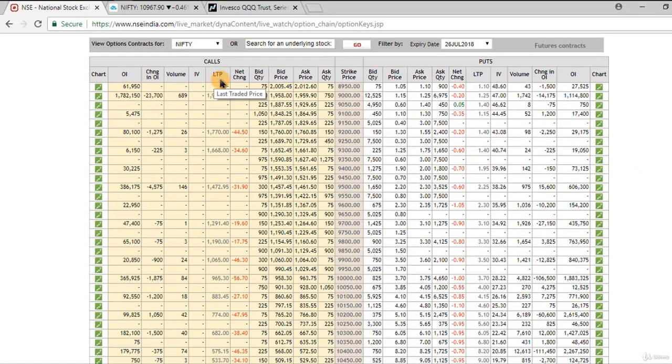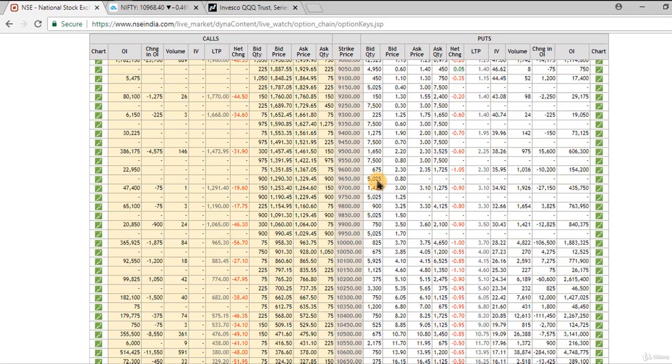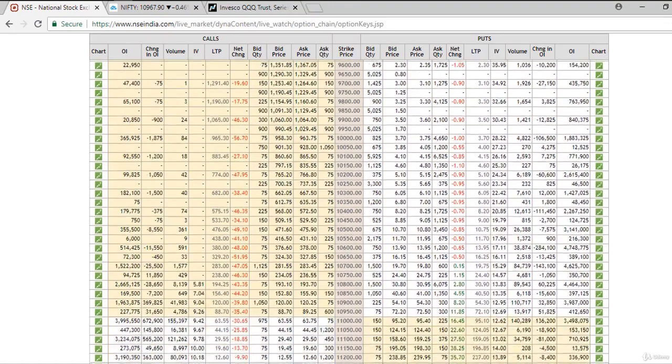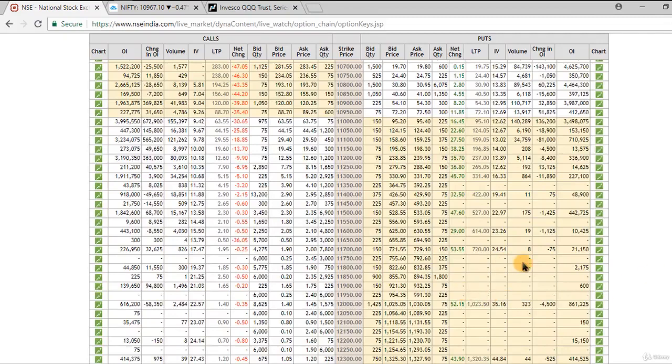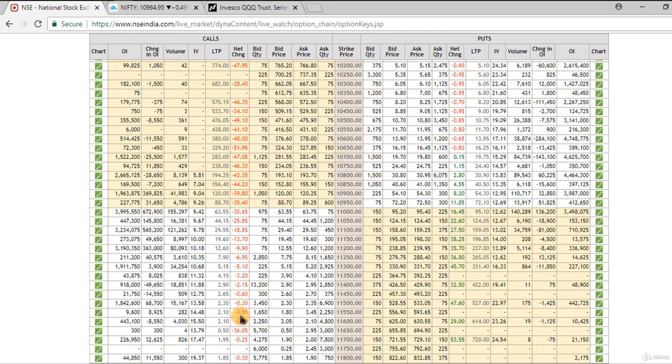LTP shows the last traded price. All the options are not traded every day, so the price at which it was traded last is listed here. For example, these options are not traded today, so there is no LTP, and these put options are not traded today either. This column is the net change, and this is the difference between the closing price of the security and the previous day's closing price.